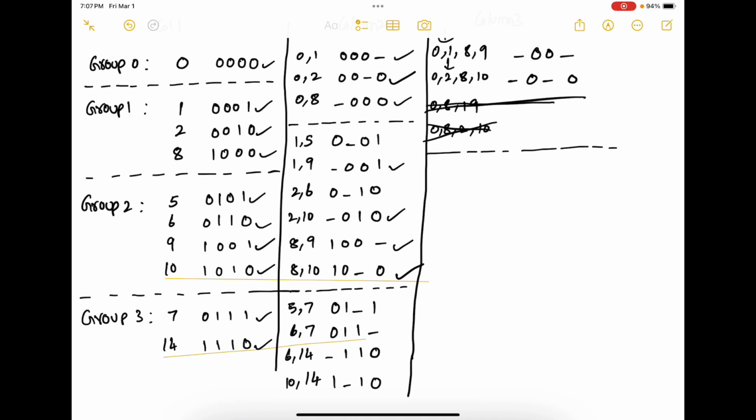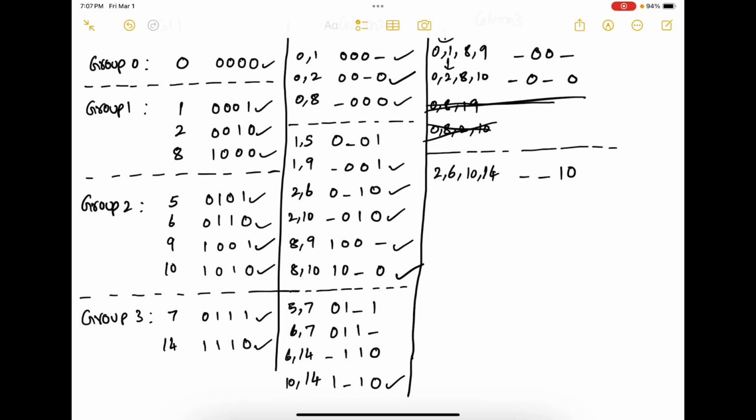Next, go for 2, 6. Can you combine 2, 6 with something else? The only possible thing that you can do is 10, 14. And yes, you can indeed combine it because only 1 bit is changing. So 2, 6, 10, 14 would be dash dash 1, 0. So put a check on both these.